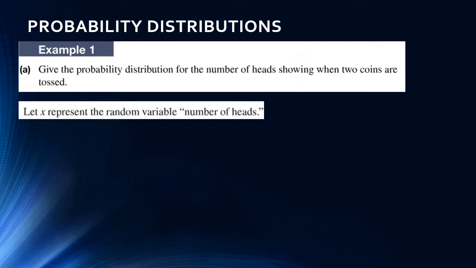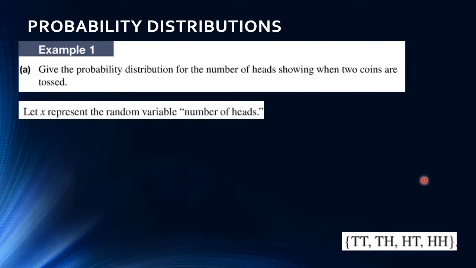Since we're looking for the distribution, we have to assign a random variable. Here we're going to use the number of heads, because we're looking for the distribution for the number of heads, so it's very intuitive. And then again, here's our sample space for this event of tossing 2 coins: tails, heads; tails, tails; heads, heads; and heads, tails.